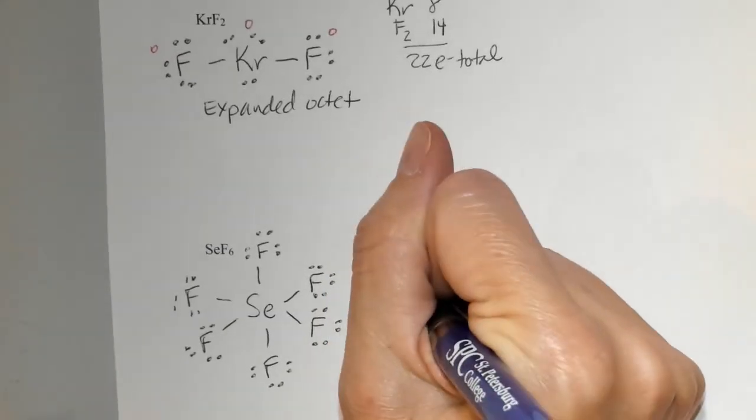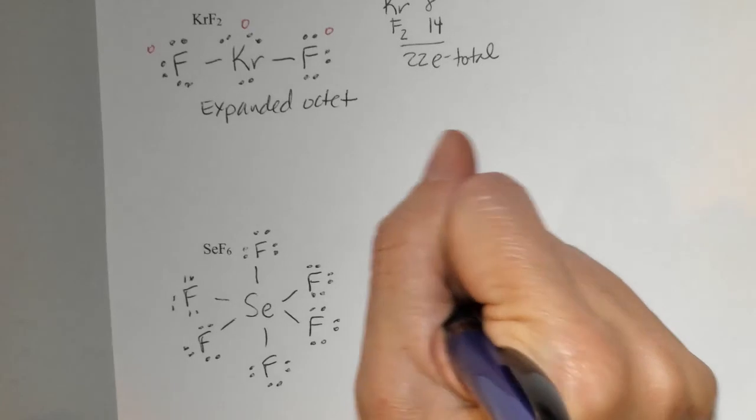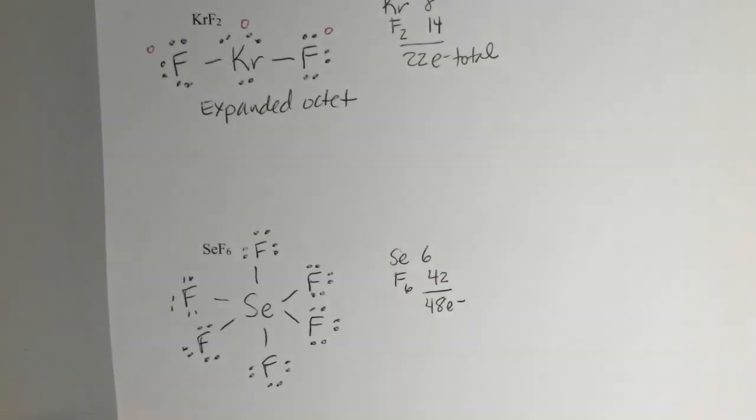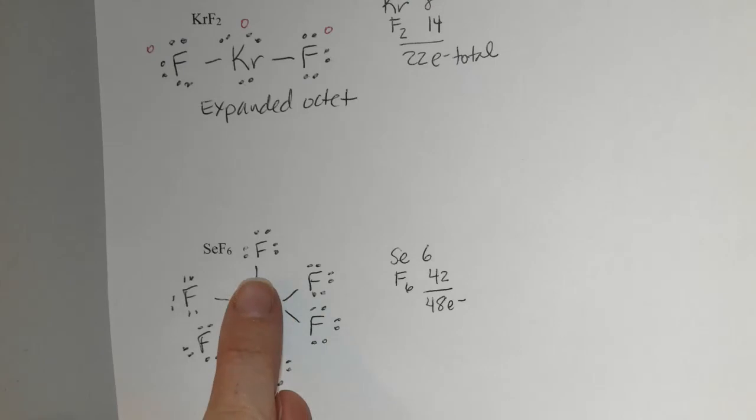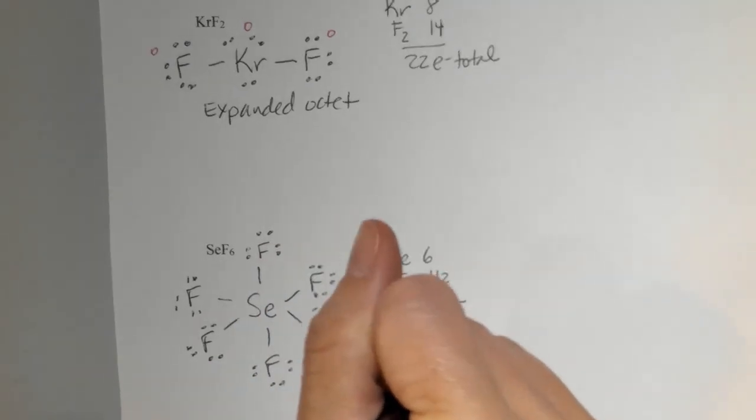Each of the fluorines is 7, so 6 times 7 is 42. So there should be 48 total electrons here. So 2, 4, 6, 8, 10, 12, 14, 16, 18, 20, 22, 24, 26, 28, 30, 32, 34, 36, 38, 40, 42, 44, 46, 48. So there's my 48 total electrons. All of my formal charges are 0. The selenium comes in with 6. We've assigned it 1, 2, 3, 4, 5, and 6. All formal charges are 0. So again, the special thing here is that we have an expanded octet.